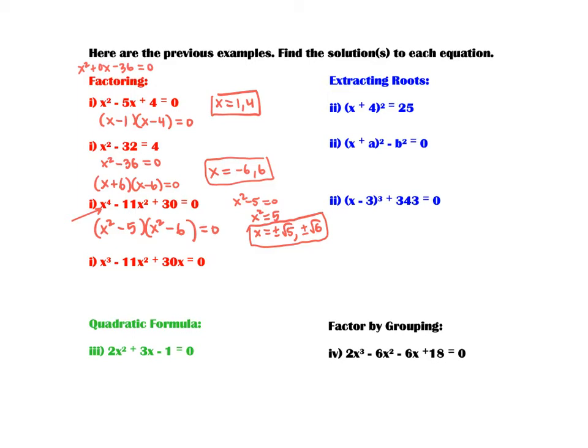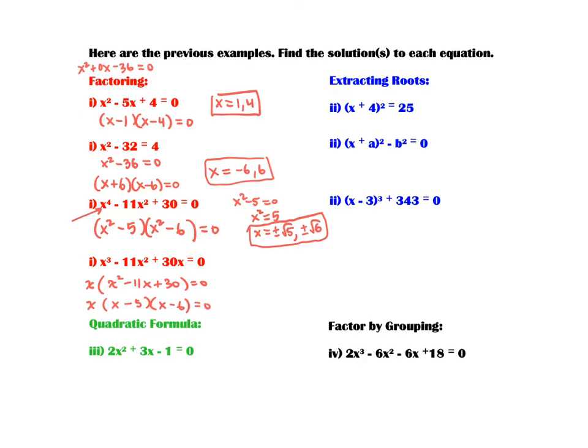Okay, the 4th example, this is a really good example. It looks very similar to the 3rd example, the one right above it. But what I can do is factor out an x, leaving me with x squared minus 11x plus 30. So now I'm going to hang on to that x on the outside and I'm going to factor the inside. So I would have x minus 5, x minus 6.